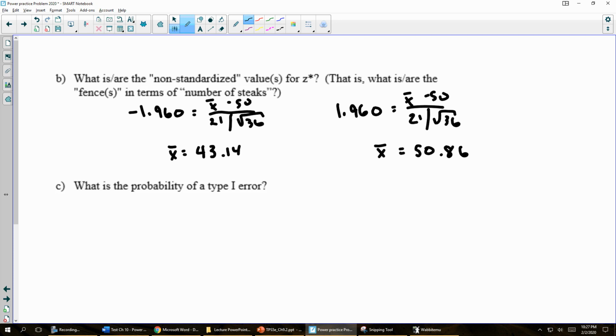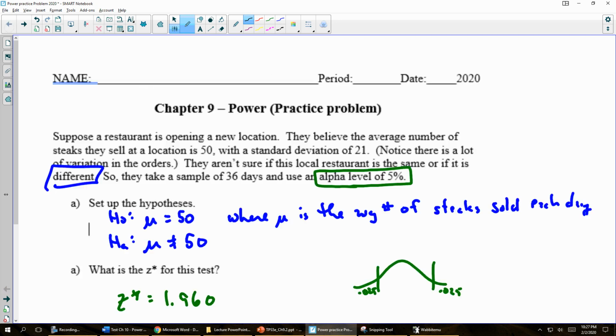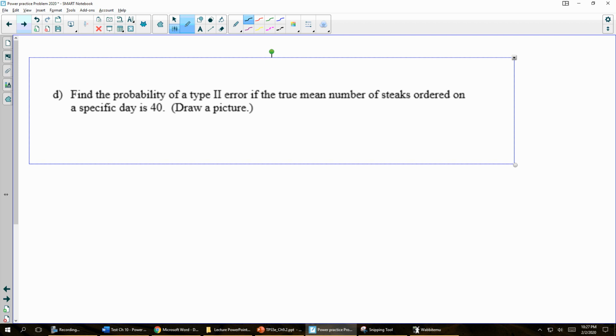Part C, standalone problem, the probability of type 1 error. This is alpha. This is 0.05. No work to be shown there. It's simply a matter of paying attention to that. Another way of stating that is a significance level of 5% means the same thing. So now to the next part.